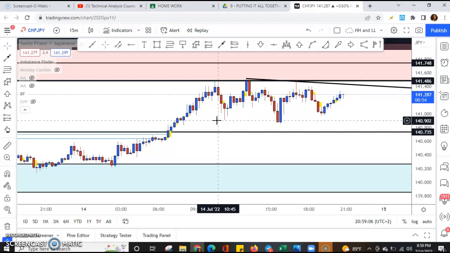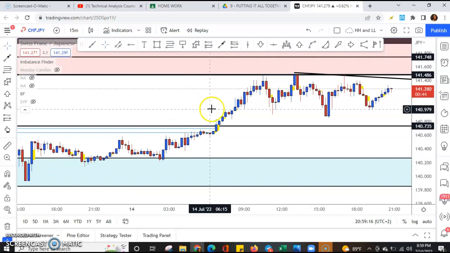I hope this helps you in your analysis when using top-down analysis and analyzing these charts on these higher time frames and taking these entries on these lower time frames.